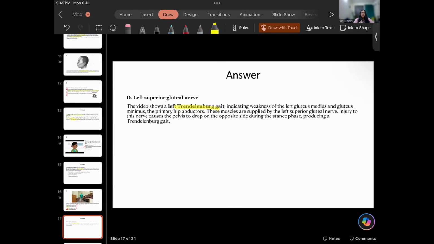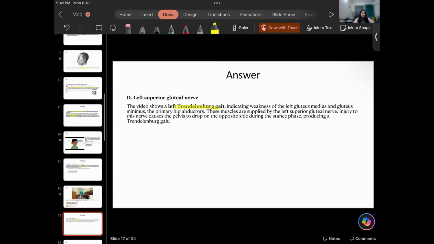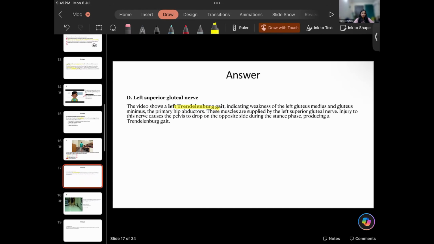Like for the right side, there would be a right superior gluteal nerve palsy, the right hip abductors, that is the gluteus medius and the gluteus minimus, would be paralyzed. The Trendelenburg sign would be positive on the right side, and there would be a contralateral, that is the left side, drooping of the pelvis. So this covers another anatomy ortho integration question.